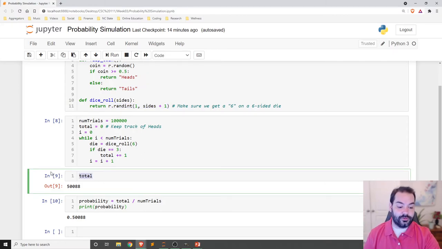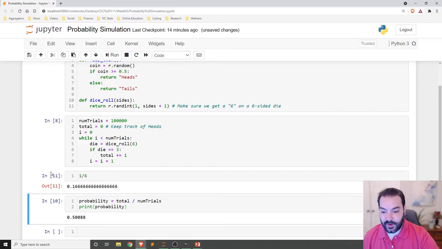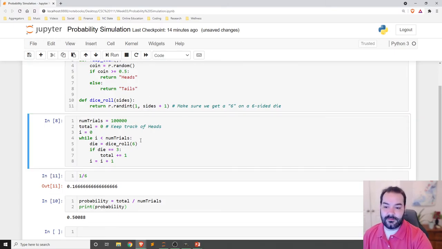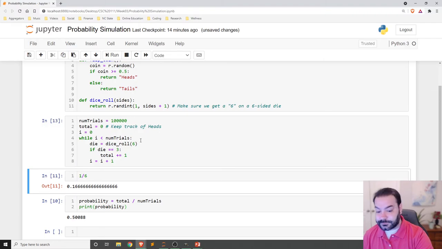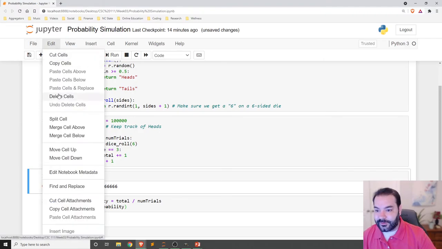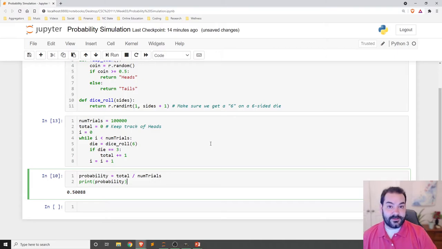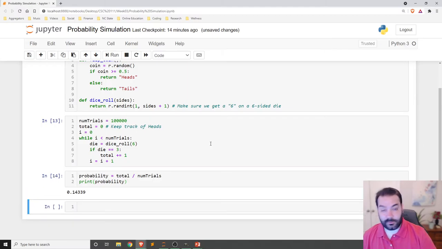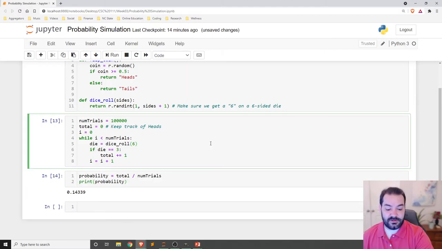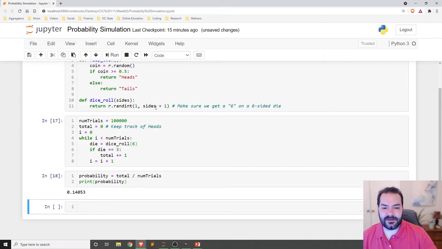And then just to take a look at what 1 divided by 6 is, we're roughly expecting a 0.16 as our probability. So we run our trials. We don't need that anymore, so I'll just get rid of it. And let's take a look at what our probability is of rolling a 3. Roughly speaking, 14. Not terrible. Run it again, 14. Run it again, 14.